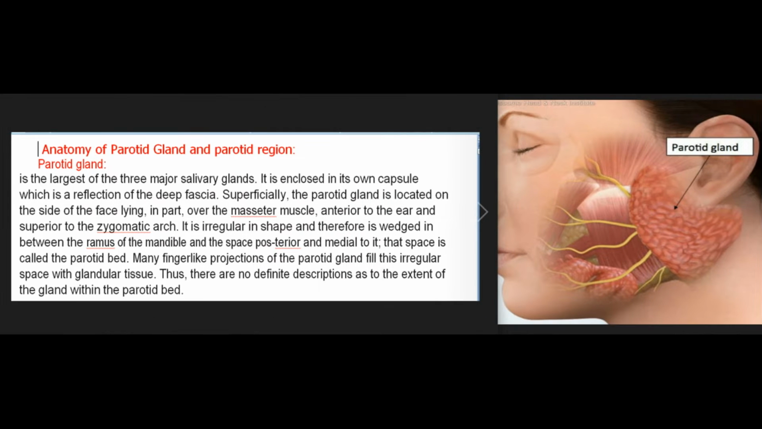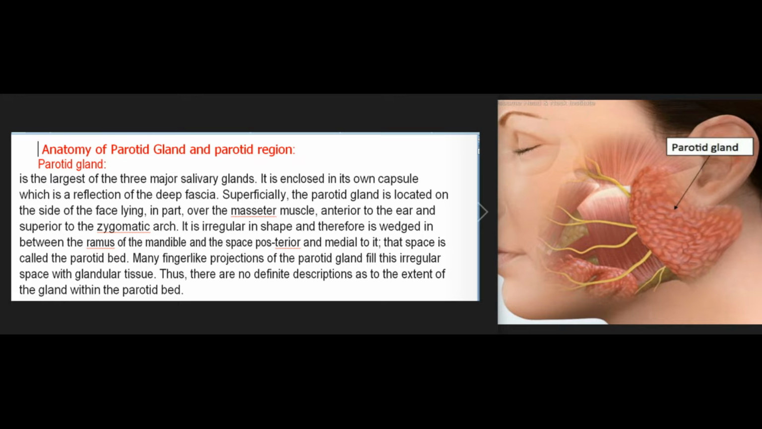Anatomy of parotid gland and parotid region. Parotid gland is the largest of the three major salivary glands. It is enclosed in its own capsule, which is a reflection of the deep fascia. Superficially, the parotid gland is located on the side of the face lying, in part, over the masseter muscle, anterior to the ear and superior to the zygomatic arch.